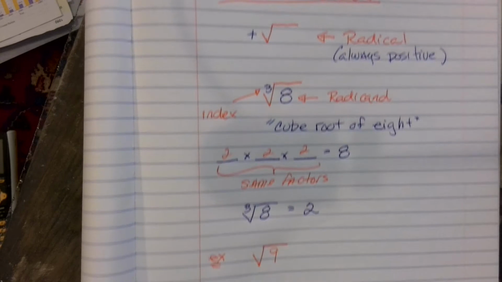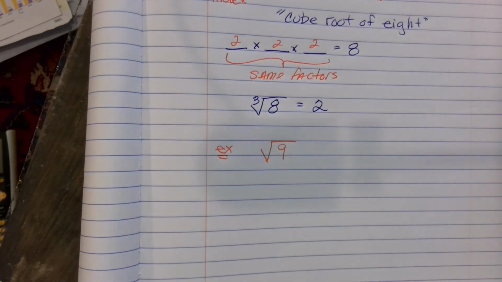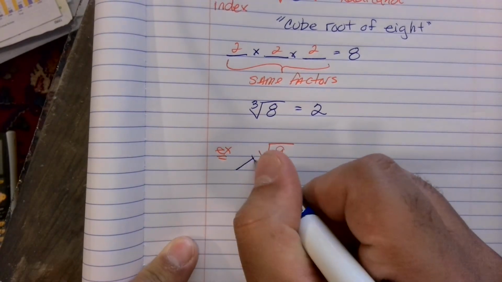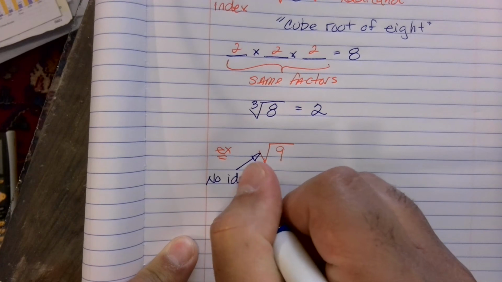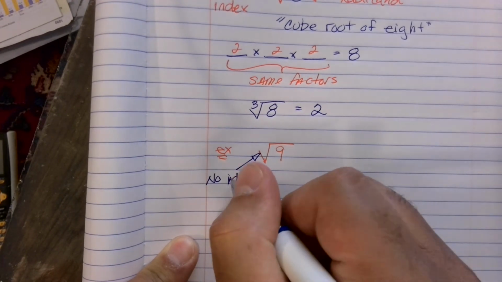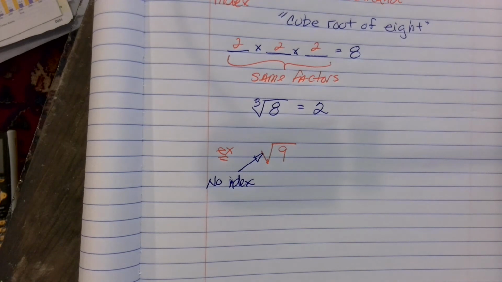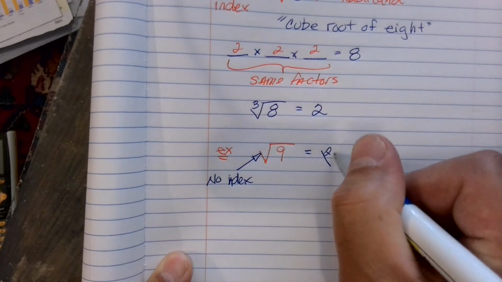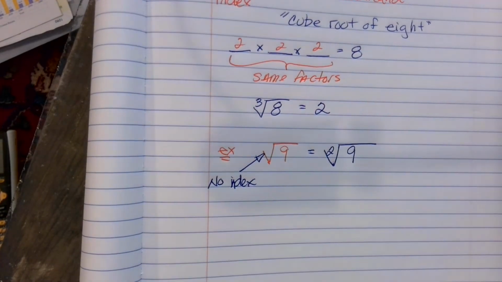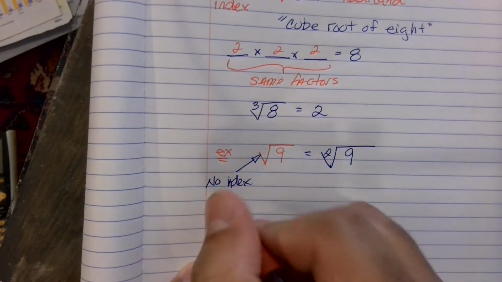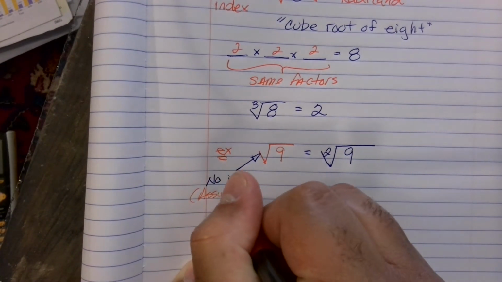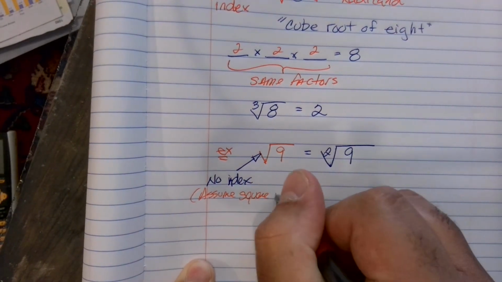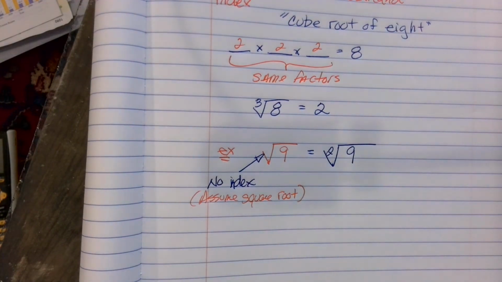In this example, we have a radical 9. But we notice that there's no index here. There's no index over here. And when there's no index, this is assumed to be a 2, or the square root of 9. So when there's no index, assume that it's a square root. Assume there's a 2 in there.